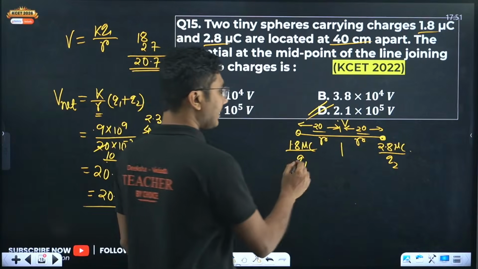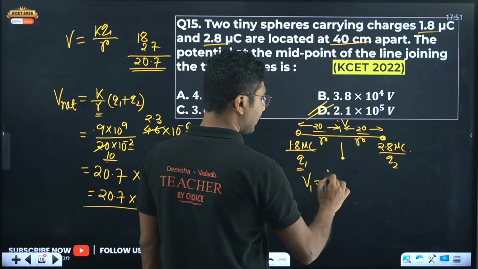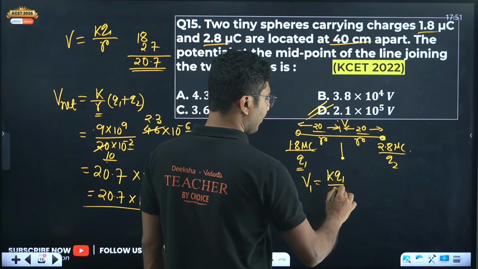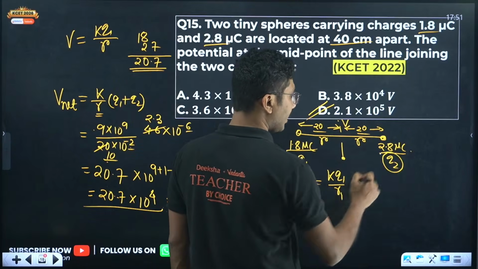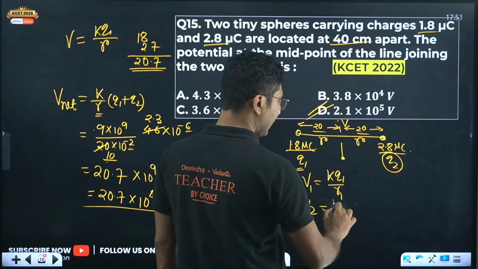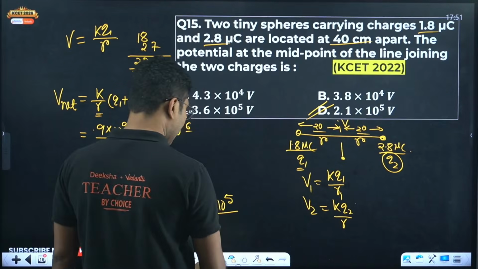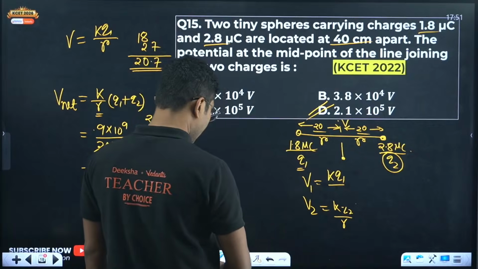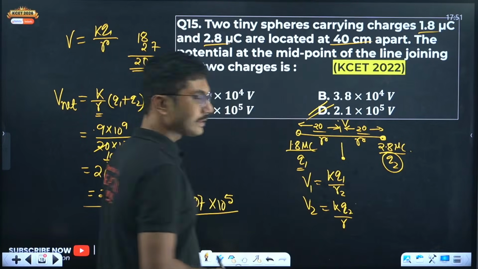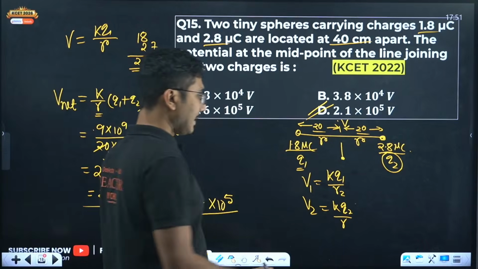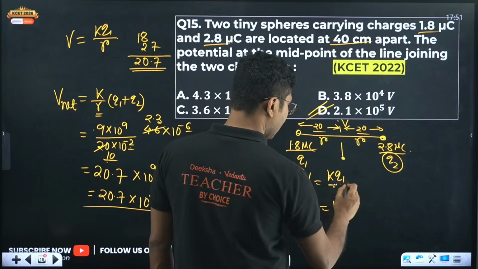So what is the electric potential at the midpoint due to this charge? That will be V1 equals K Q1 upon R1. What will be the electric potential here due to the second charge? It will be V2 equals K Q2 by R2. Now R1 and R2 are both the same, so both of them will be the same R.